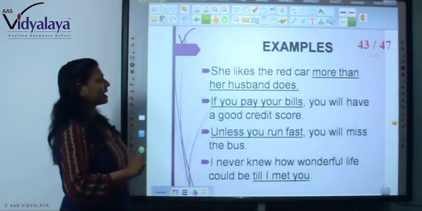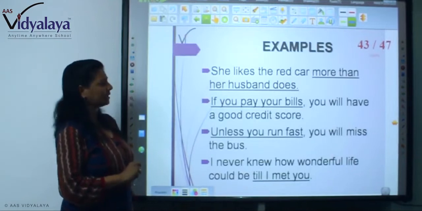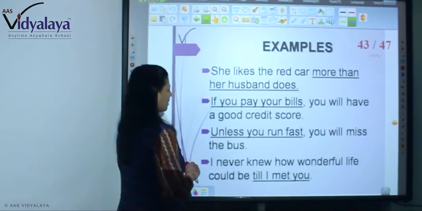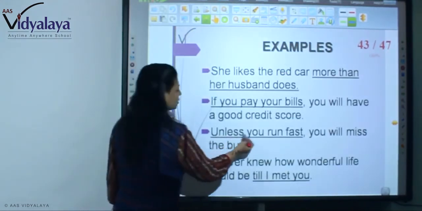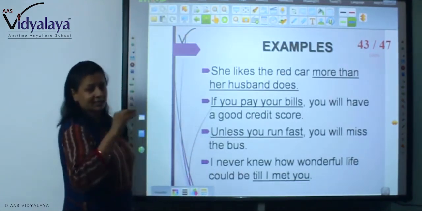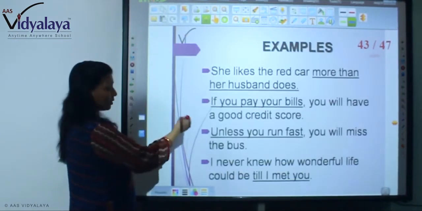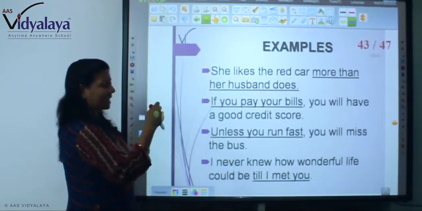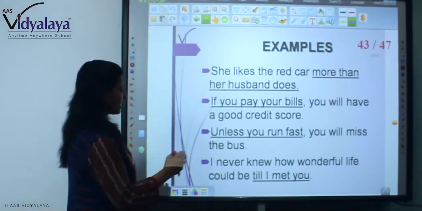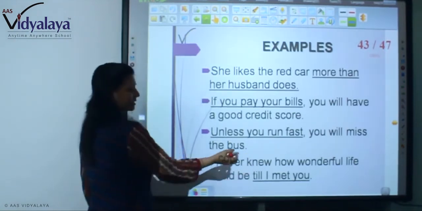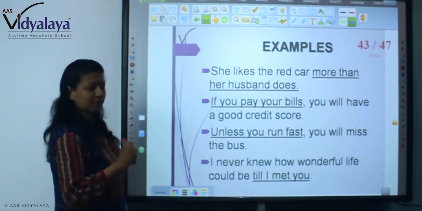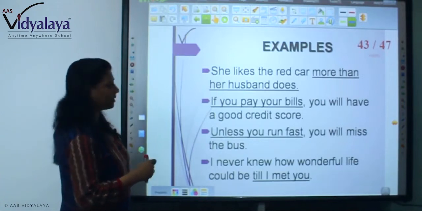Now example: she likes the red car more than her husband does. If you pay your bills, you will have a good credit score. Unless you run fast, you will miss the bus. See, everywhere you are seeing the subordinate conjunction, the purpose and the words used. So you are understanding that it contains subject and predicate. It's a clause, an adverb clause, with subject and predicate. I never knew how wonderful life could be till I met you. So these are all adverb clauses.